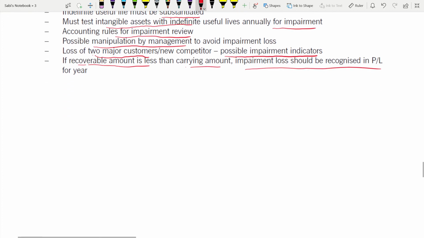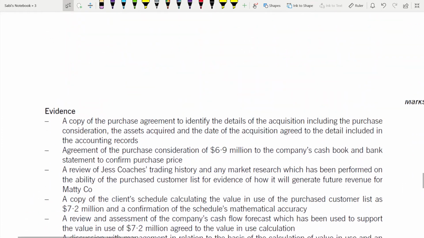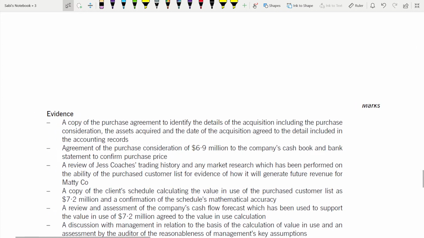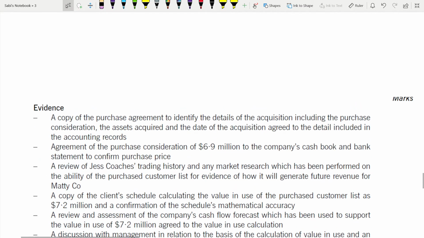Now coming to the evidence. Okay, evidence. Oh God, there are so many evidences. You definitely don't have to write so much of this in your answer, but let us just go to the evidence. Most of the time, if you see the evidences, what is it? Copy of, review, discussion, representation letter, all those things.